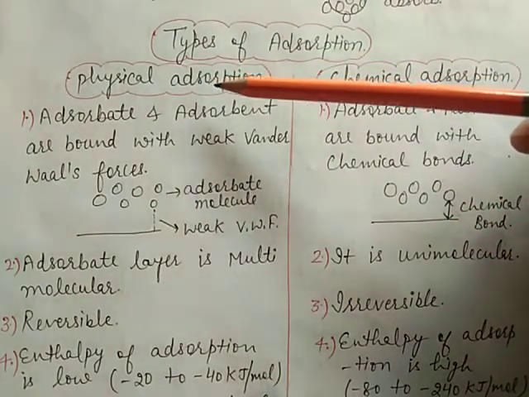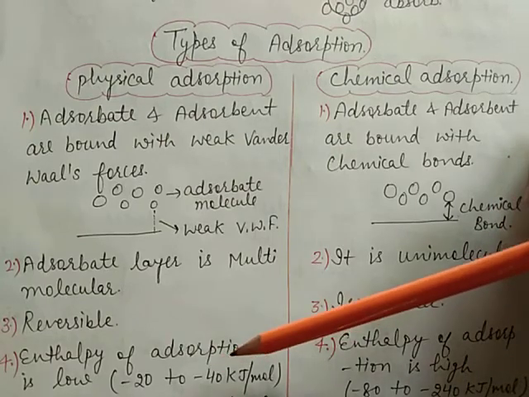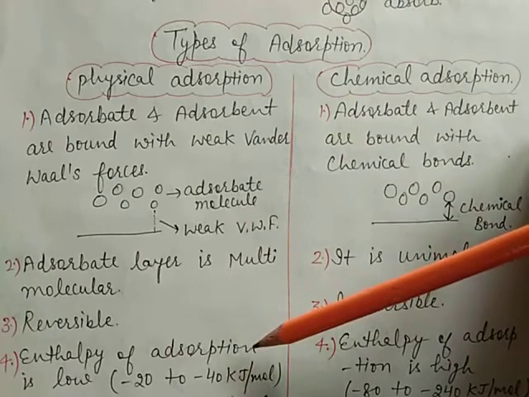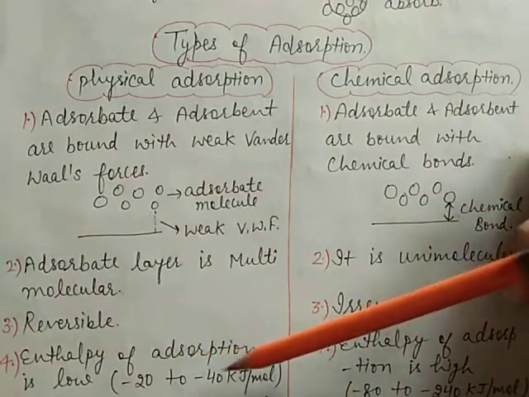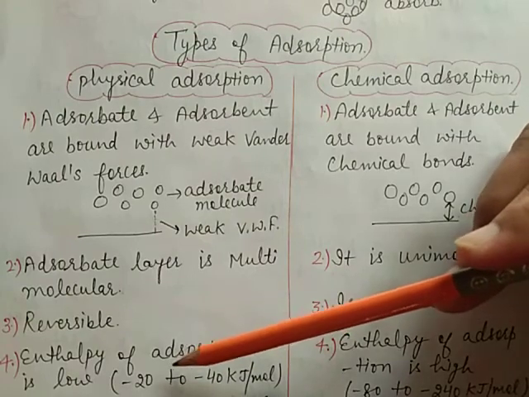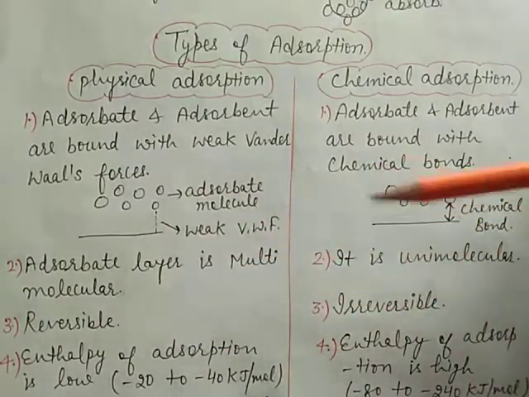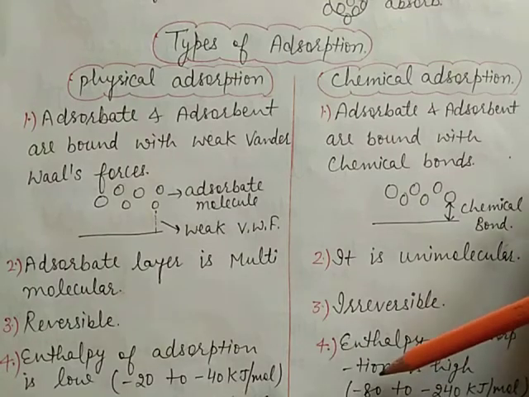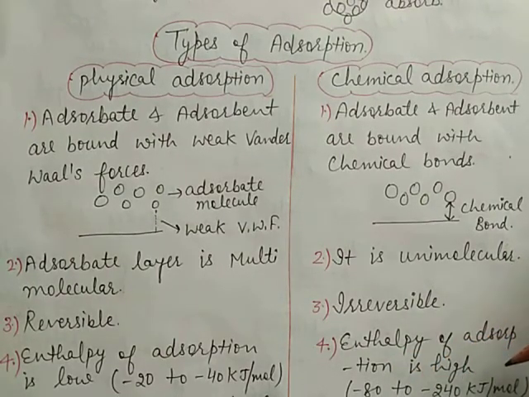In physical adsorption, the enthalpy of adsorption is very low because of weak van der Waals forces of attraction, so the bond is easily broken. So the enthalpy of adsorption is very low, -20 to -40 kilojoule per mole. But here the chemical bond is strong, so the enthalpy of adsorption is very high, that is -80 to -240 kilojoule per mole.